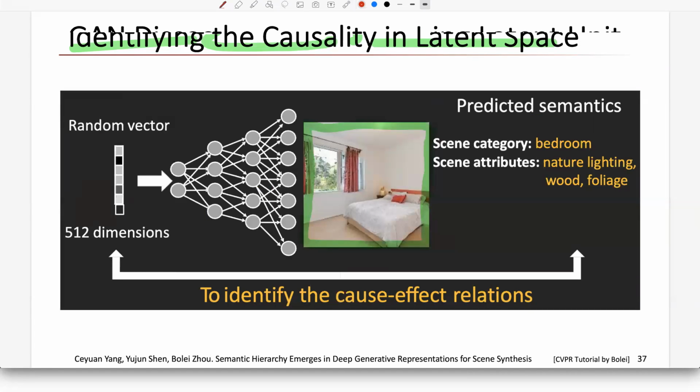Then from the generated image, we can understand the scene category. Okay, this image's scene category was the bedroom, and this image has scene attributes like, for example, natural lighting, wood, or foliage. Then in this pair, Z and this predicted semantic, we can identify the causal effect relationship between them.